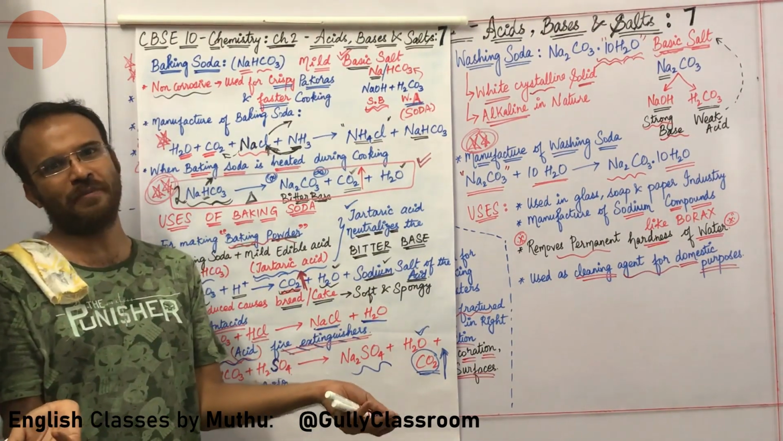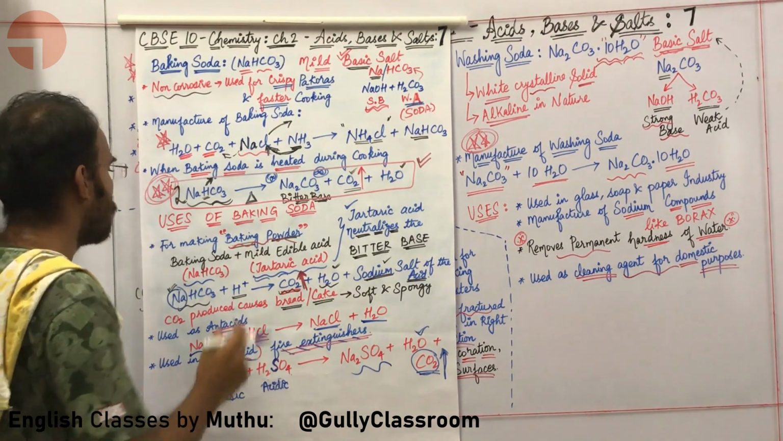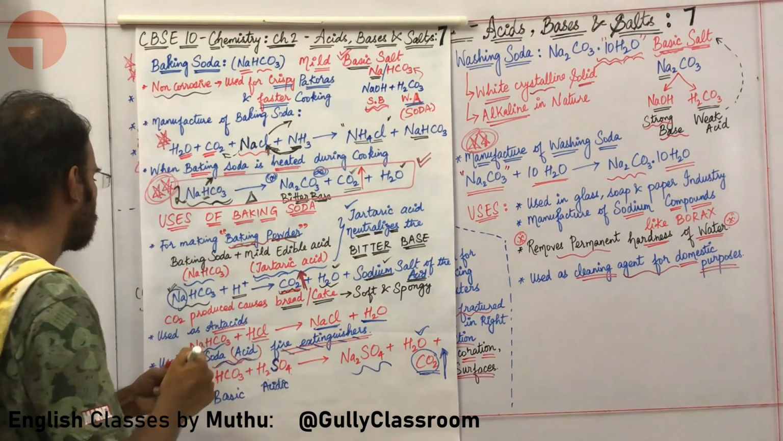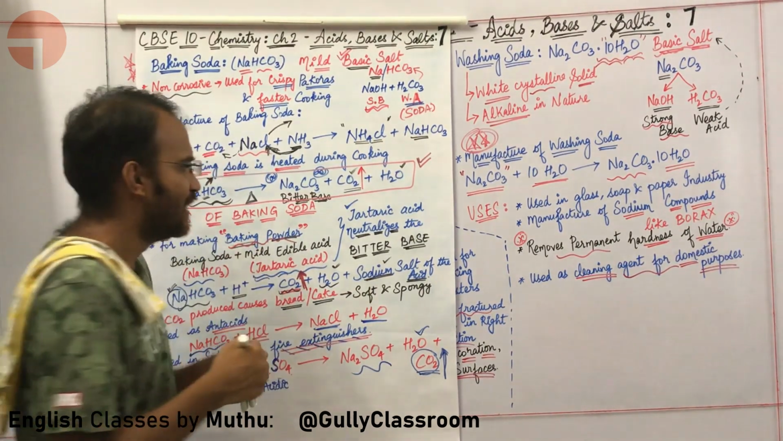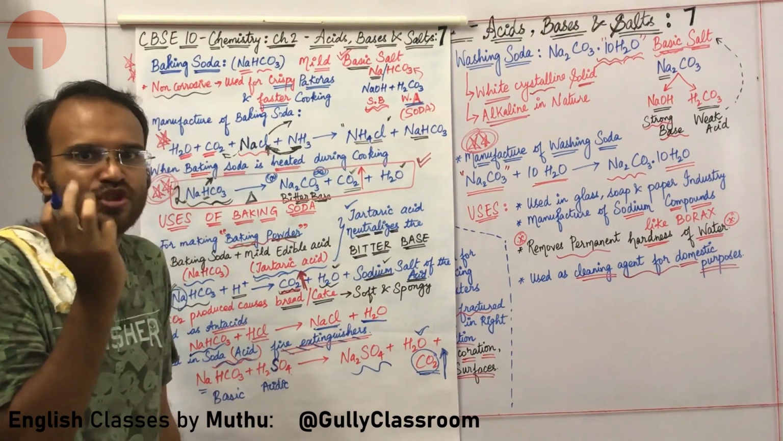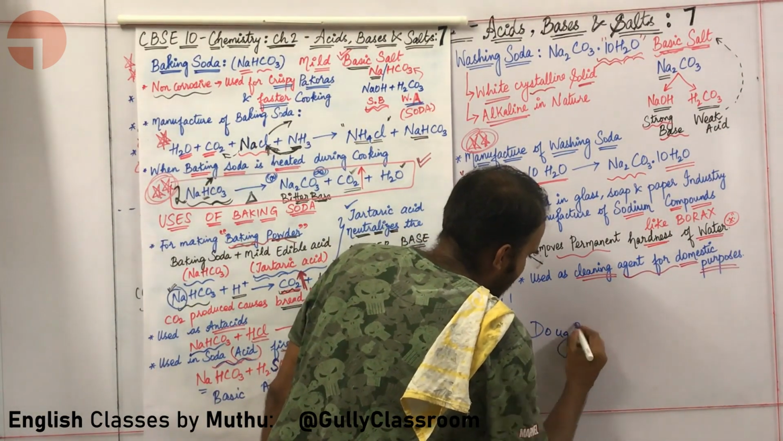There is no need to memorize anything. You need to just understand what is happening. So what is the speciality of the CO2? This CO2 produced causes the bread or the cake to rise and become soft and spongy. When we are making cake, initially you will have dough.